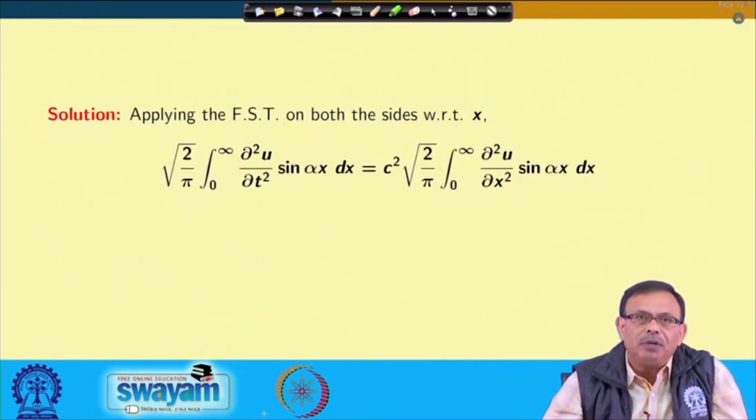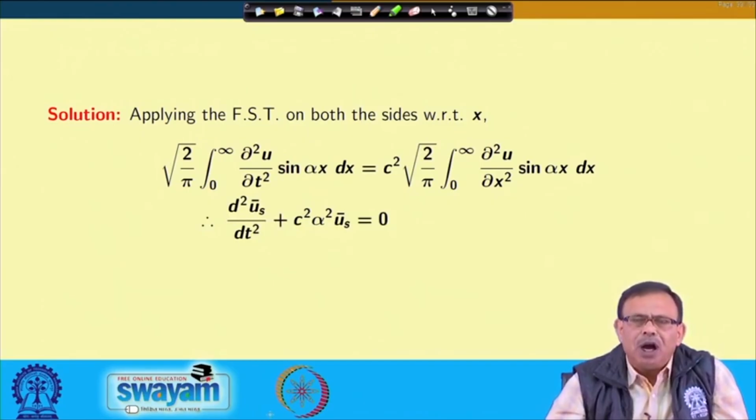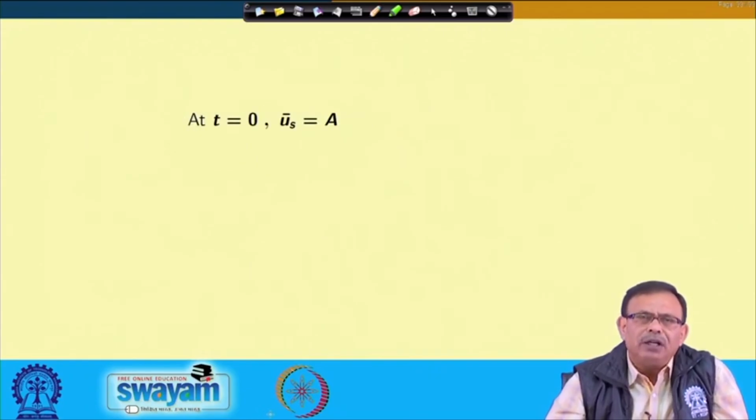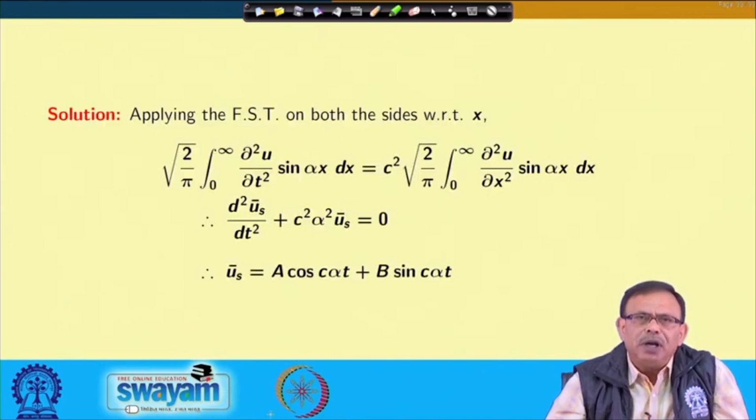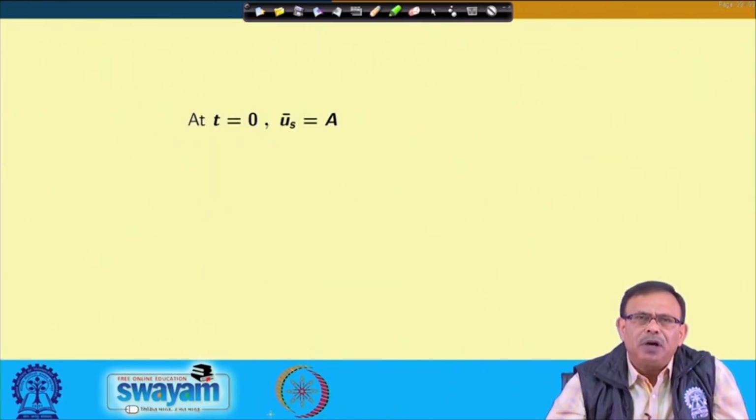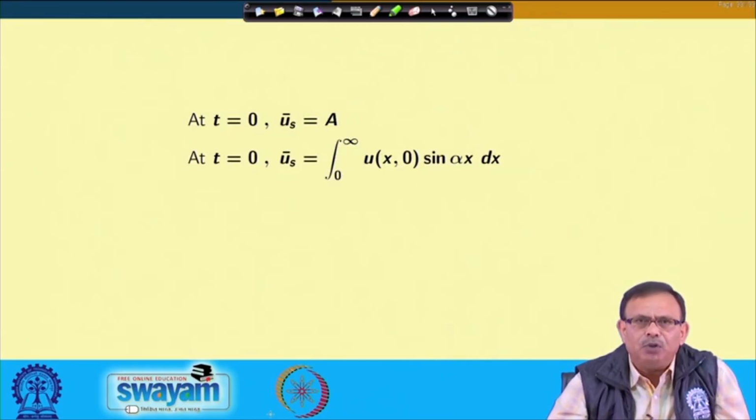So, this was the problem. I am applying the Fourier sine transform with respect to x. This we have already done in other problems. So, I will obtain the second order ODE. I am writing the solution of the second order ODE, where we have two constants a and b, ū_s. Now, I know that at t equals 0, your a will be equal to ū_s. So, basically I have to find out at t equals 0 what is the value of ū_s.